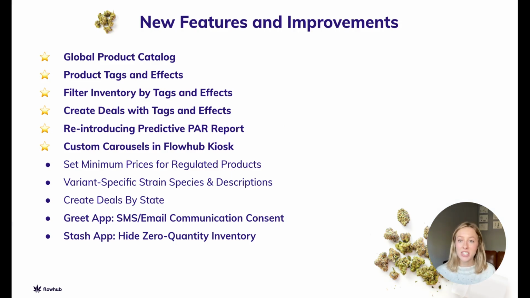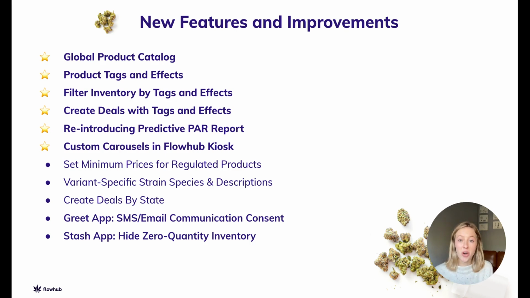Some things I'll be demoing for you today include our new global product catalog. This should decrease the amount of manual effort that it takes you to import products into Flowhub. We also now have product tags and effects in Flowhub, so you can add tags such as on sale, expiring inventory, or holiday specials, or effects such as sleepy, happy, creative to your products. With tags and effects, you now can filter inventory by those and create specific deals based off of those tags and effects that you've created.